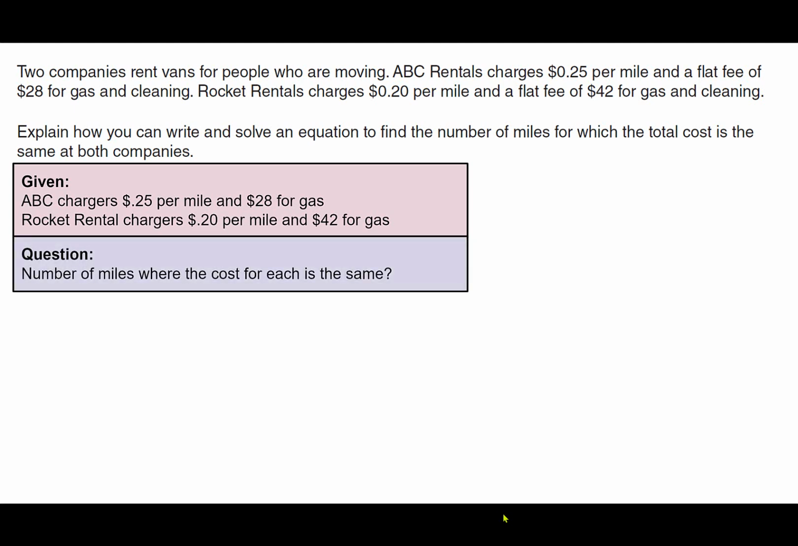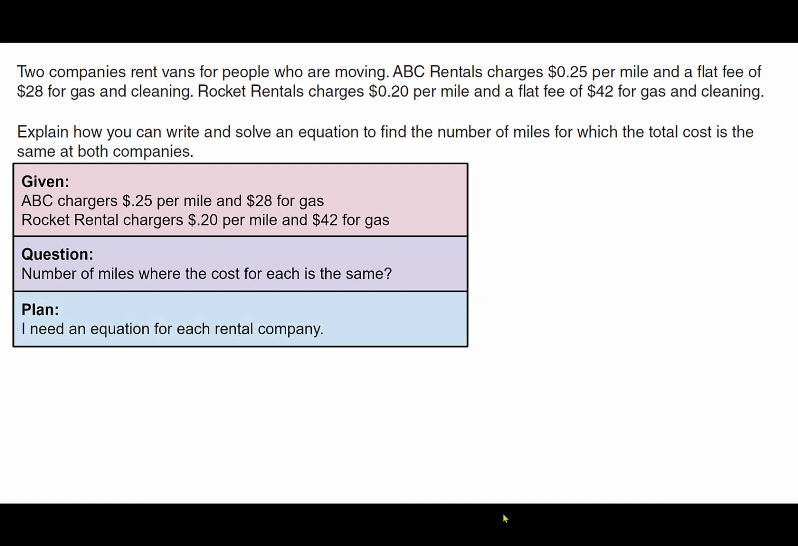But what do they want me to know? The number of miles where the cost for each is the same. And that word same is very important because if we can come up with an equation for each one of those rental companies, then we know that that word same means that they're going to equal each other. So whatever that equation is, we're going to want them to be equal to each other. So my plan is I need an equation for each rental company, and your plan might just be the first step that you're going to take.